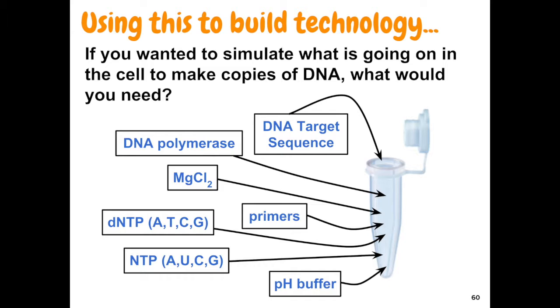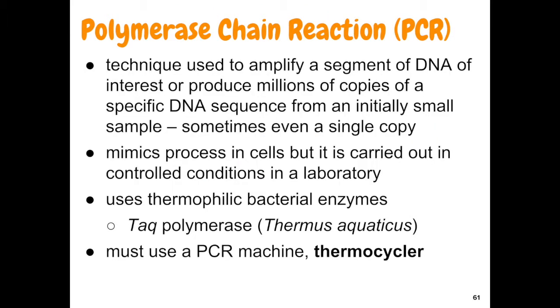All of that stuff would be added to the test tube, and then you would put it into a machine called a thermocycler. A thermocycler is a machine that can heat up and cool down at specific temperatures at specific times in order to jumpstart the reactions that need to happen. And this technique that we just described is called a polymerase chain reaction. Sometimes we just say PCR. And it's used to amplify segments of DNA that we want to make copies of.